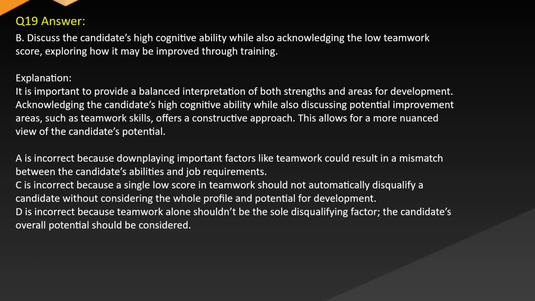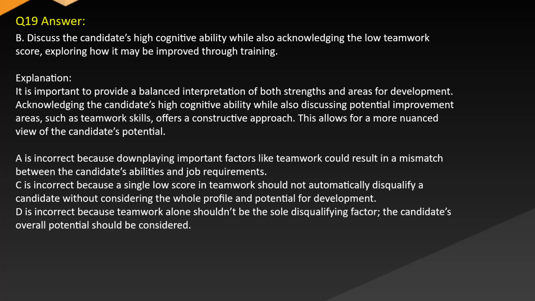Answer B. Discuss the candidate's high cognitive ability while also acknowledging the low teamwork score, exploring how it may be improved through training. Explanation. It is important to provide a balanced interpretation of both strengths and areas for development. Acknowledging the candidate's high cognitive ability while also discussing potential improvement areas, such as teamwork skills, offers a constructive approach. This allows for a more nuanced view.